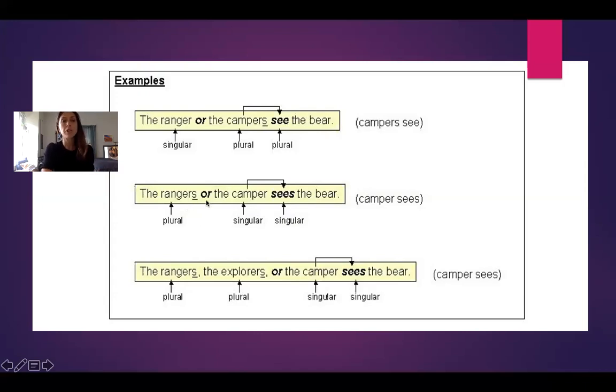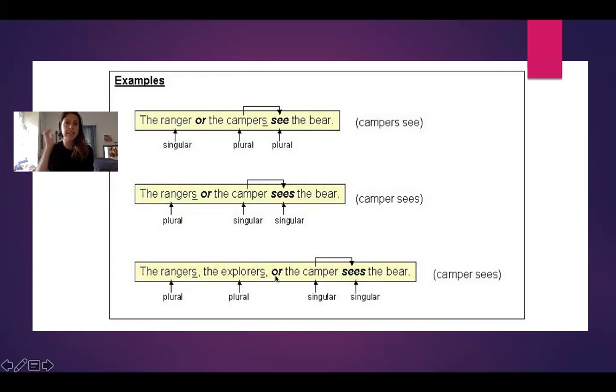The rangers, which is plural, or the camper sees the bear. Now, this or doesn't mean and, right? It's either this person or this person. This is important because since it's or, we go with the subject that's closest to the verb. So since the camper is singular, you put the S at the end of the verb. Now let's look at this one. The rangers, the explorers, or the camper sees the bear. Just like we talked about, since the camper is singular, we have to put an S at the end of our verb because we have this conjunction or.